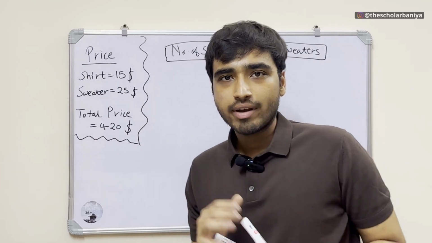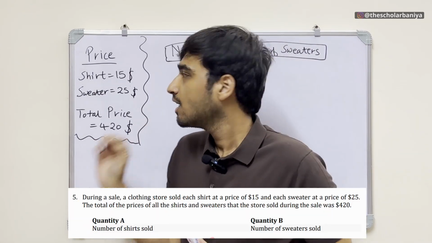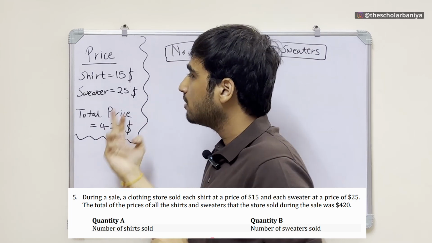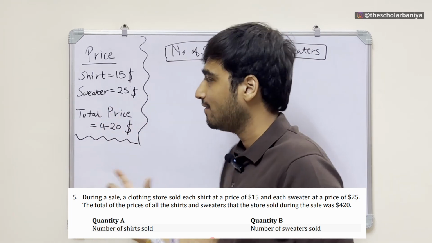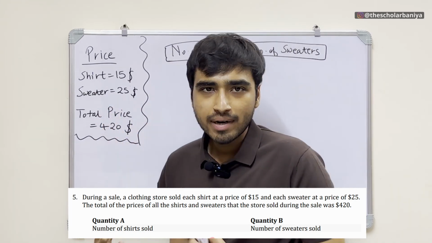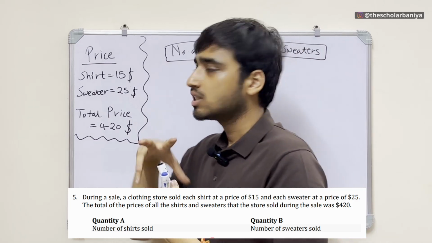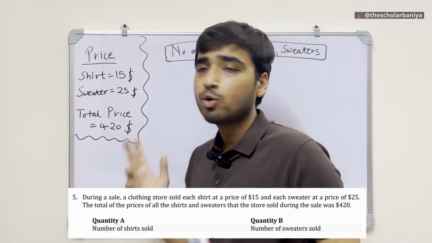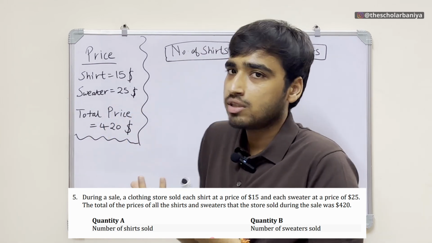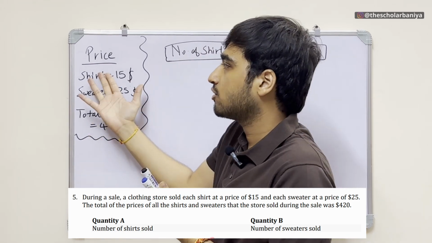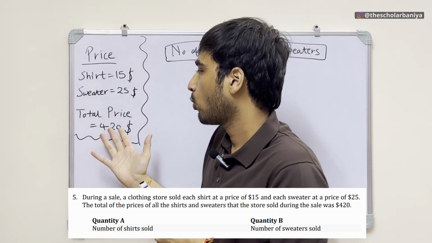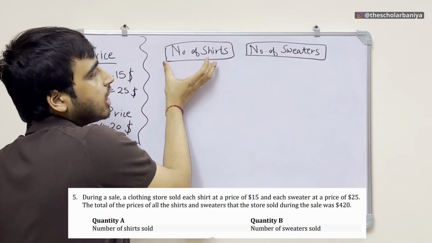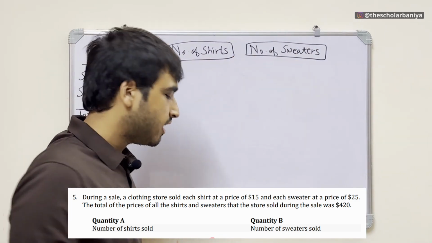So guys, this is the next question. In this question, we are given that the price of one shirt is $15 and the price of one sweater is $25, and the total price for some number of shirts and some number of sweaters is $420, right? So we don't know the total number of shirts. For example, X shirts and Y sweaters, the total amount is 420, and we have to compare the total number of shirts and the total number of sweaters, right?